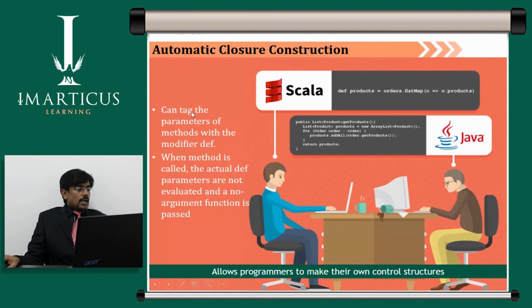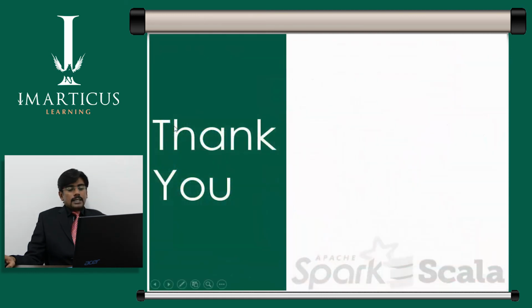Automatic closure construction: you can tag the parameters of a method with the modifier def. When the method is called, the actual def parameters are not evaluated and a non-argument function is passed. So you can see that a single line of code can replace Java's 5 or 6 lines of code, and it allows the programmer to make their own control structures, which is one of the added advantages of Scala. So these are the basic functionalities of Scala.